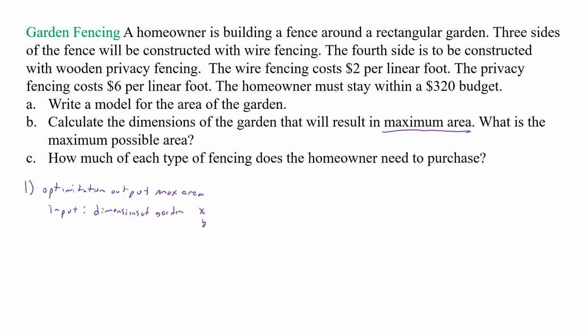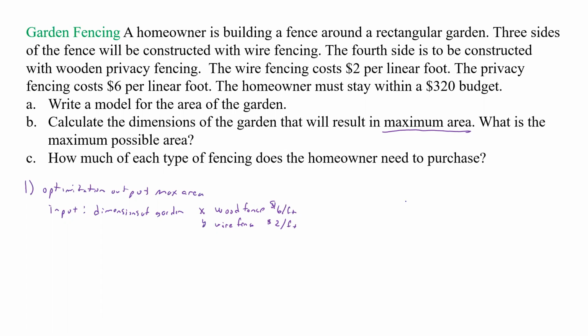It doesn't matter which one it is, but we do need to figure out which way we're going to do this. Because one of these is going to have a wood fence, let's call the wood fence X, so the wood fence is going to be one side, and Y is going to be the wire fence. And this is $6 per foot, and this is $2 per foot. So that's what we need there. All right, so that's our optimization.